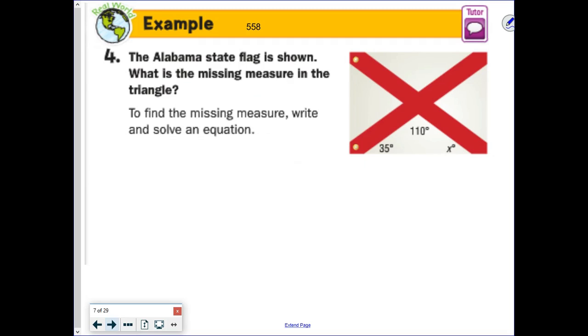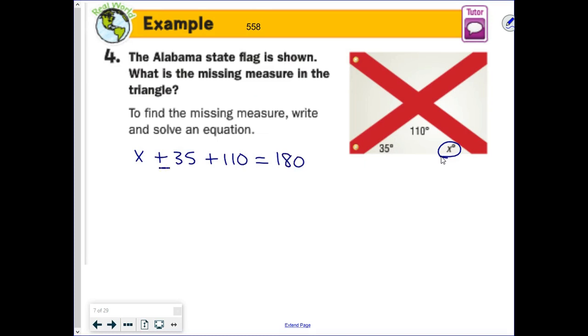Let's move on to example number 4 on page 558. You can see here that there is a flag of the state of Alabama, and it is missing a measure in the bottom right-hand corner. It says X degrees. It says find that missing measurement by writing and solving an equation. Well, just like on the previous problem, we know that those angles have to add up to 180 degrees. So we can say X degrees plus 35 degrees plus 110 degrees has to equal 180 degrees.